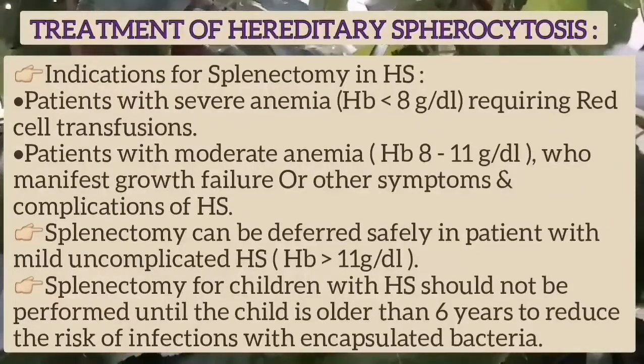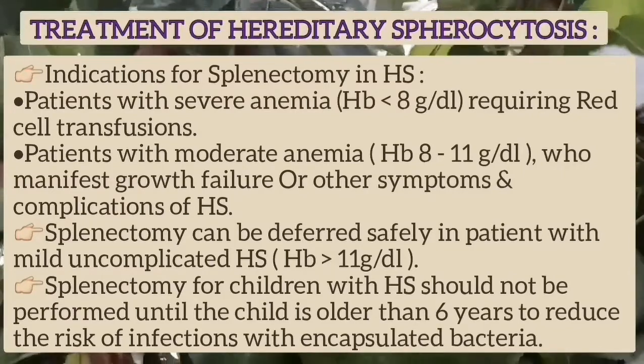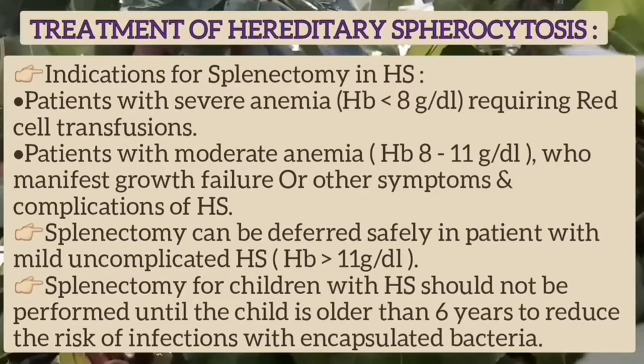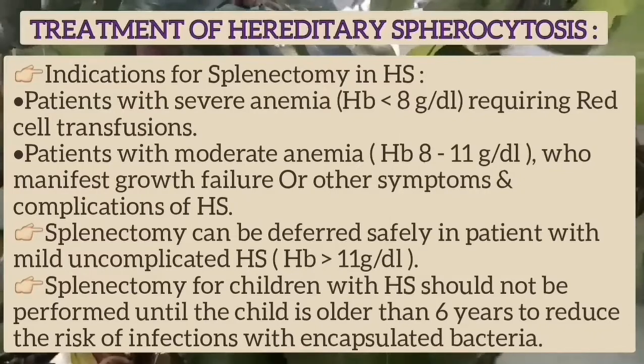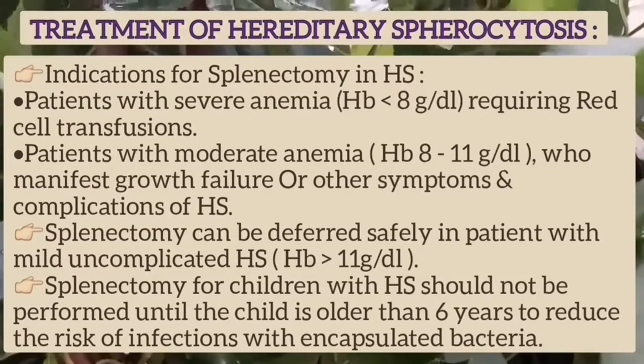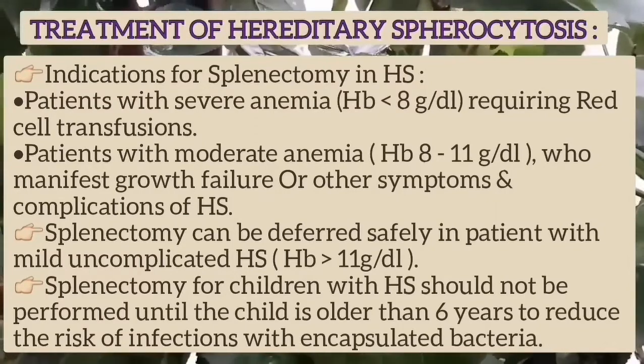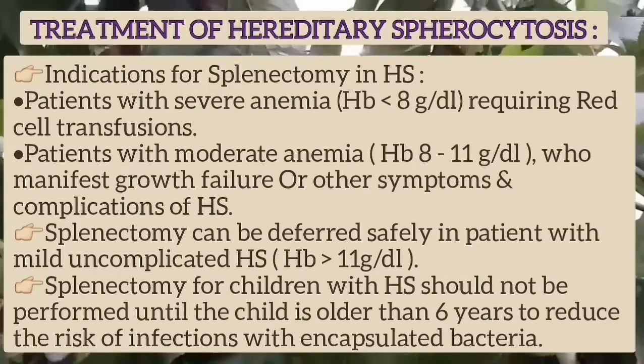Indications for splenectomy include patients with severe anemia, that is hemoglobin less than 8 gram per deciliter requiring red cell transfusion, or patients with moderate anemia, hemoglobin 8 to 11 gram per deciliter, who manifest growth failure or other symptoms and complications of hereditary spherocytosis. Now, splenectomy can be deferred safely in patients with mild disease.